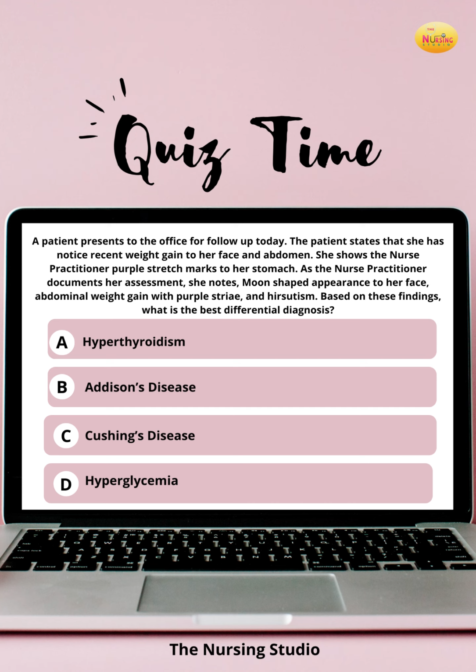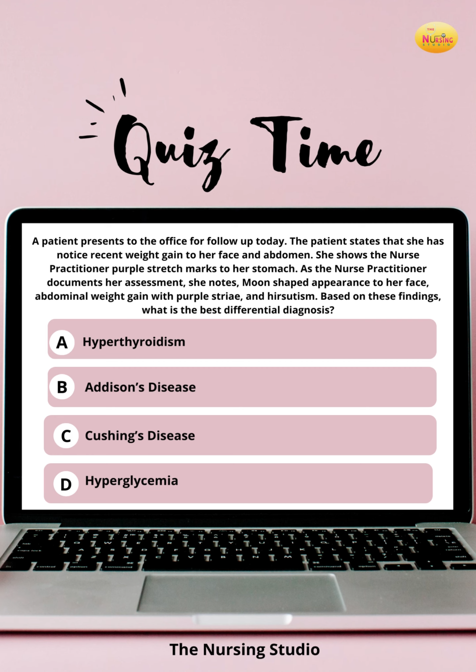All right, as always, I tell you guys to read the stem of the question first to ensure that you're answering what is truly being asked. So the stem of the question states, based on these findings, what is the best differential diagnosis? So if you take it back to see what is even presented to you, the patient comes in stating that she's noticing weight gain to her face and abdomen, solely talking about these areas, noticing stretch marks to the abdomen as well. The nurse practitioner notes on her assessment the moon shaped appearance of her face, the abdominal weight gain, the purple striae, the hirsutism.